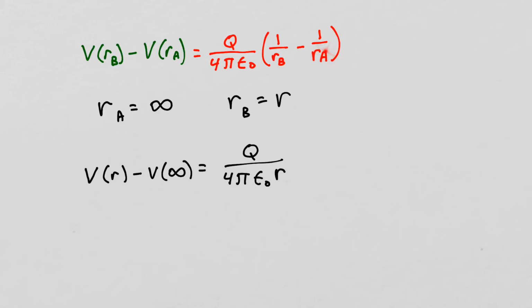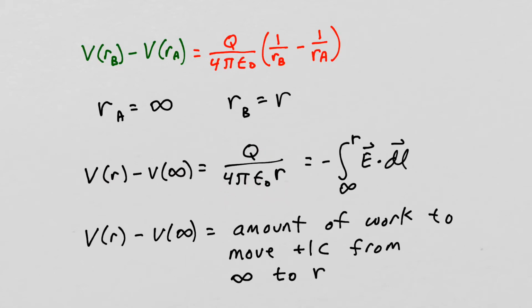With RA being infinity, this second term here becomes 0, and so VR minus V at infinity is Q over 4 pi epsilon sub 0 R. Recall our mental representation of what the potential difference is. It's this integral. 1 coulomb times E is a force. We have a force times a distance, that's work. So VR minus V infinity is the amount of work to move 1 coulomb of charge from infinity to R.